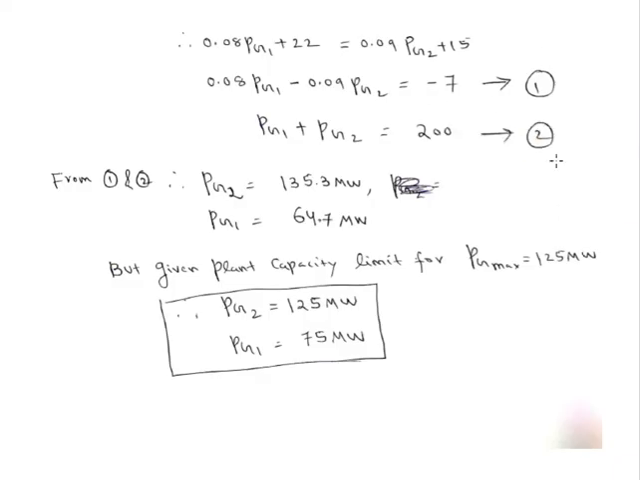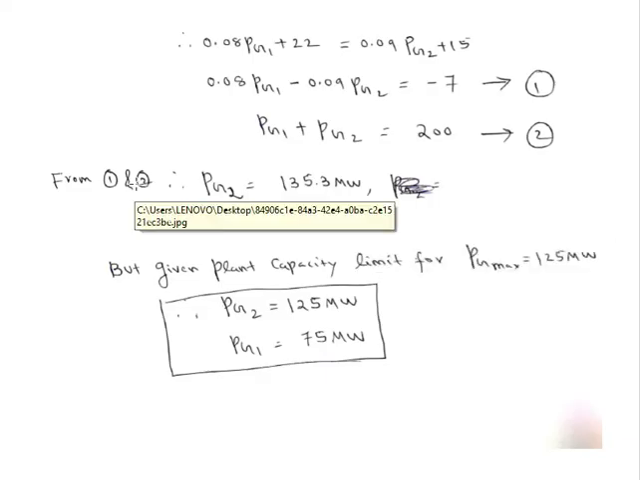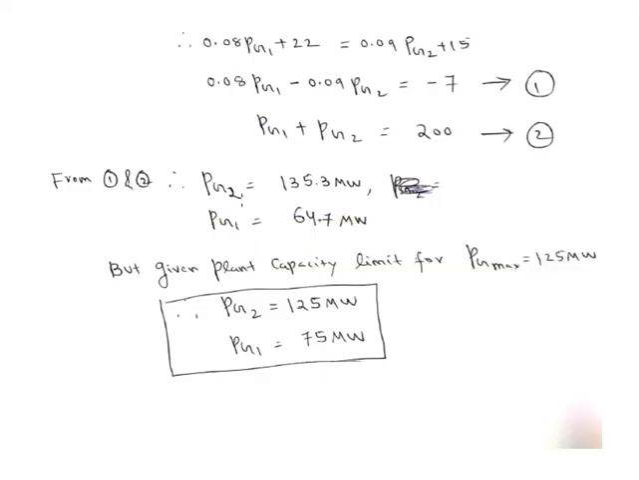So from equations 1 and 2, after solving equation number 1 and 2, we will get Pg1 is nothing but 64.7 and Pg2 is 135.3 megawatt.